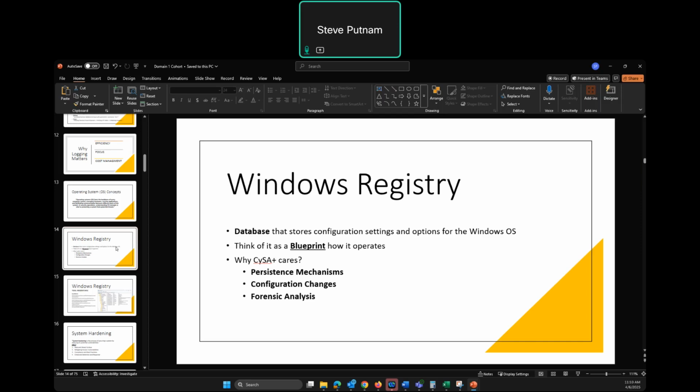So why does the CYSA Plus care about the Windows registry? Well, persistent mechanisms, configuration changes, forensic analysis, they use the Windows registry for all of this. So in terms of persistent mechanisms, attackers often use the registry to make malicious software persistent. What this really means is the malware will automatically run whenever the system starts, even after a reboot. Understanding where and how those attackers modify the registry helps you as an analyst detect and remove those threats.